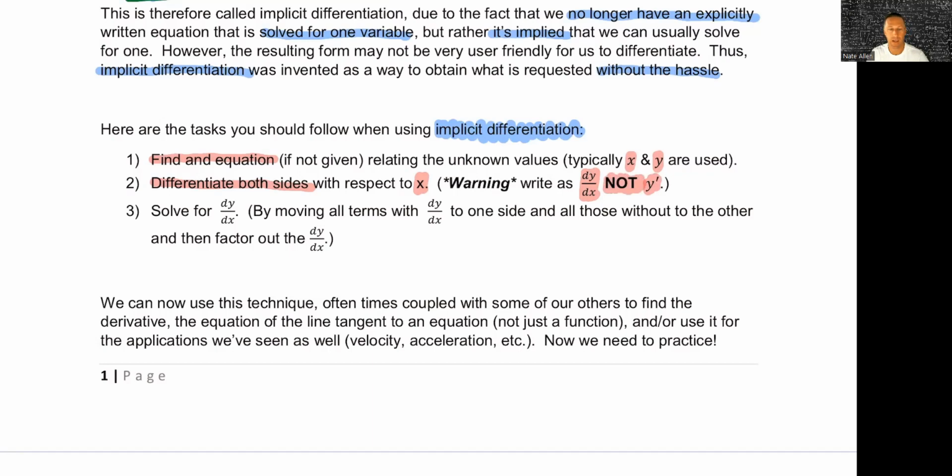And lastly, if they ask you to take the derivative or differentiate, then that means you now have to solve for that dy over dx by isolating it and sometimes even factoring it out. That's it. Of course, we can use this for our applications of velocity acceleration, but the only way that we're going to get better at this is by doing it correctly. More times, the better. Right?